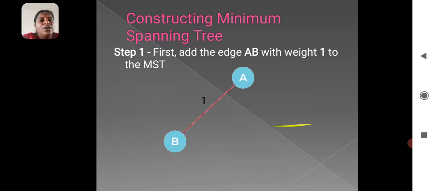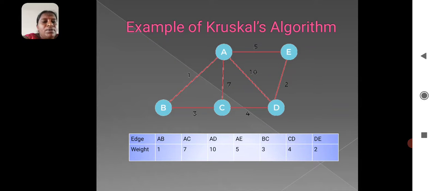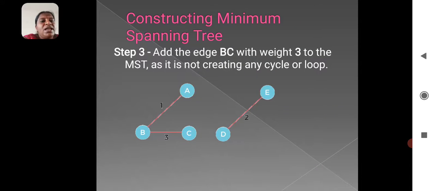Next minimum is 3. That is the edge connecting B and C, so we are going to connect B and C here. This is the third step. First we connected A and B, next E and D, and the third step is B and C. We have to see whether there is any loop or cycle present here. If there is no loop or cycle, we can proceed. So we have connected edges with weights 1, 2 and 3.